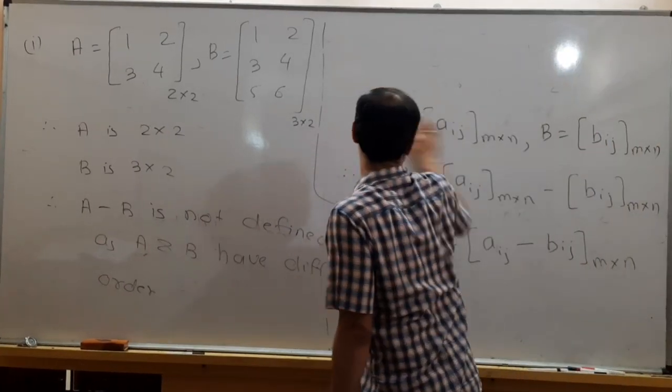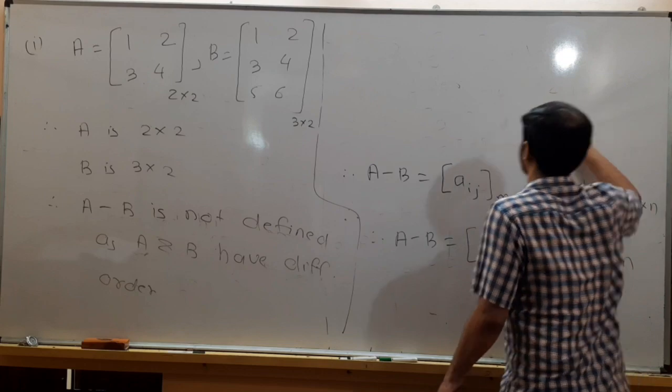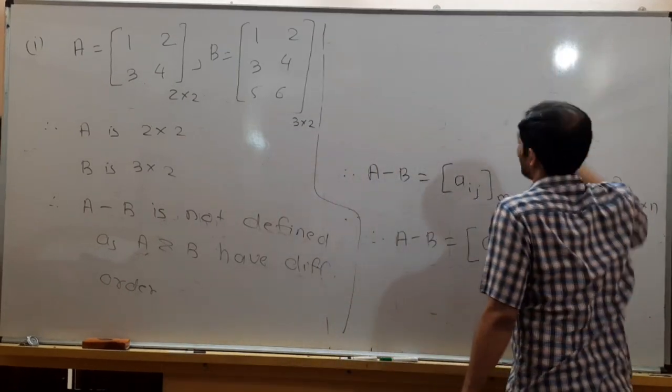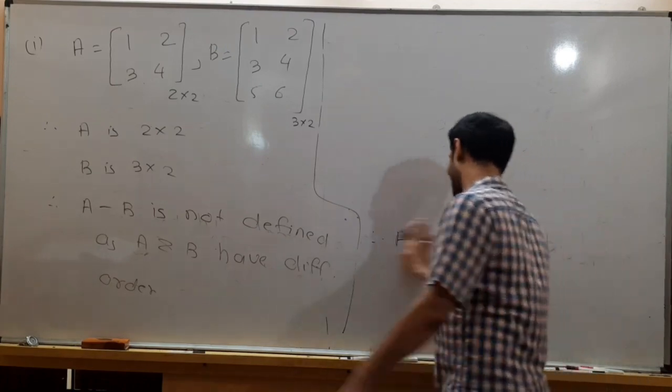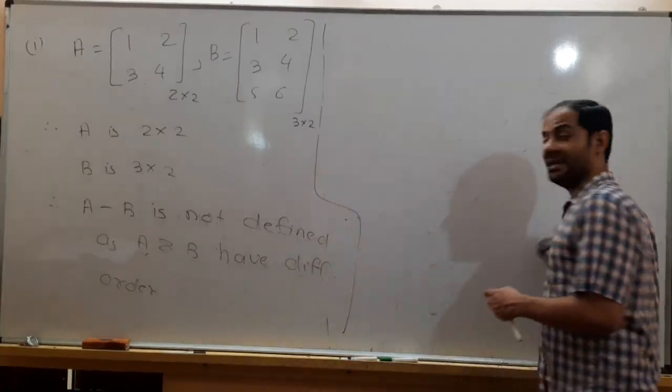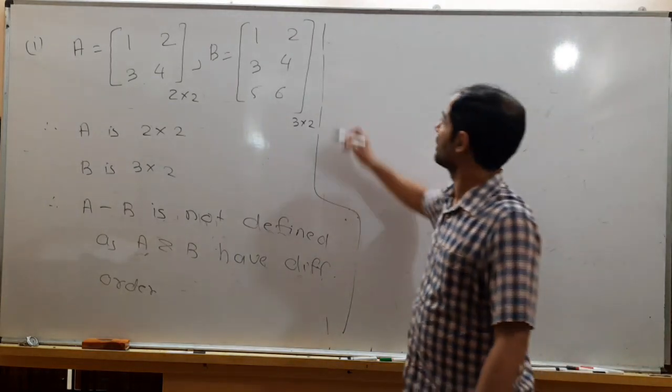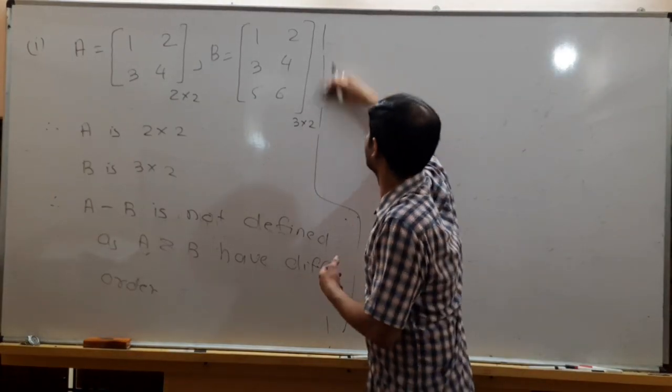And now I will be giving those matrices only in which the order is the same. So directly the subtraction or difference of two matrices can be done. Okay, let's do the second example.